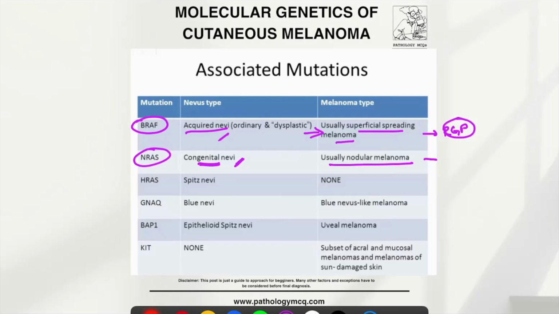And the melanomas which arise from Spitz nevi have a HRAS mutation. From blue nevi, usually have a GNAQ mutation. And epithelioid Spitz nevi have a BAP1 mutation. And usually KIT mutation containing melanomas such as the acral melanomas and mucosal melanomas usually do not have nevus precursors, because these are either mucosal site melanomas or acral melanomas which arise from the extremities.